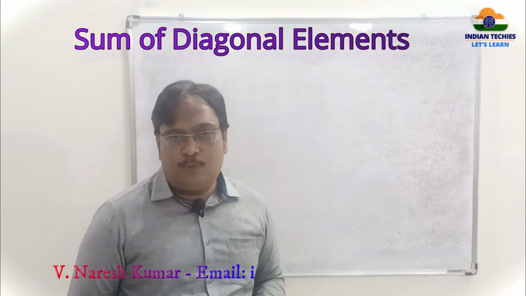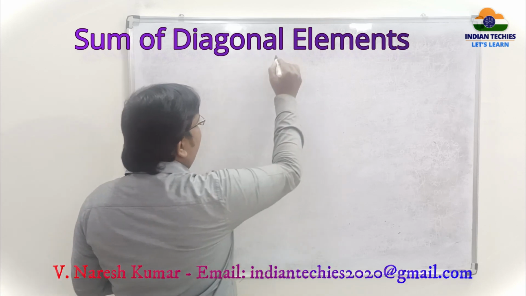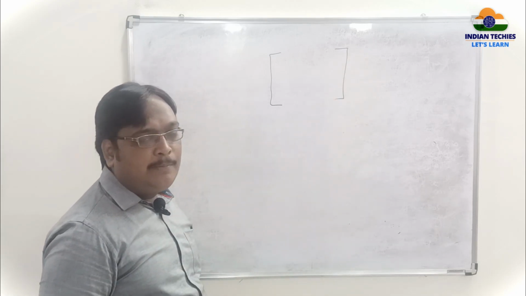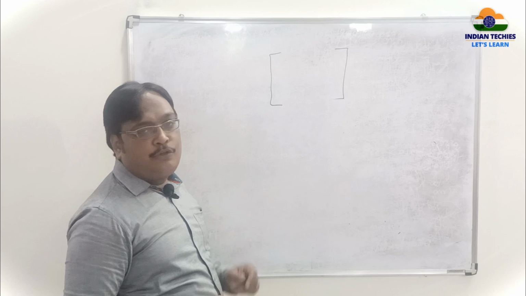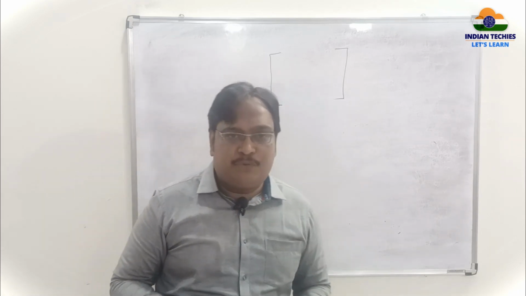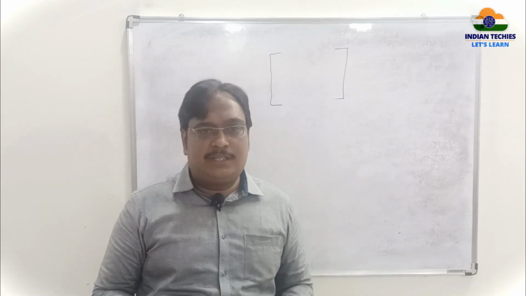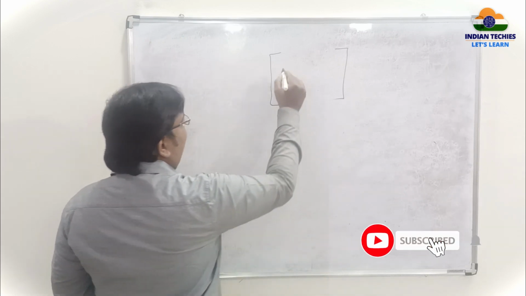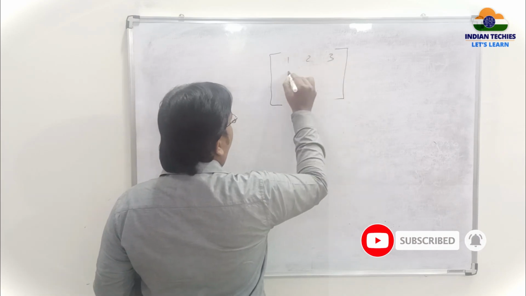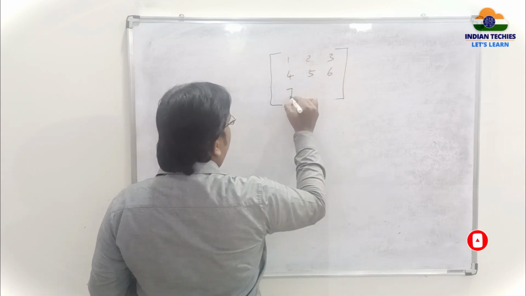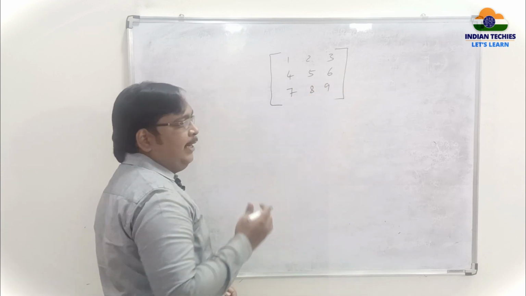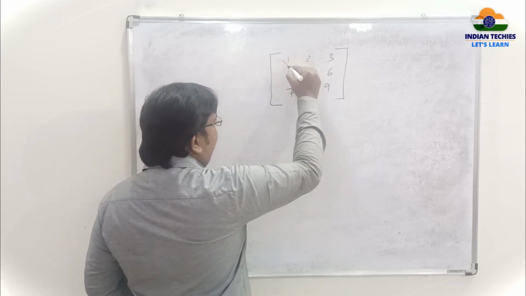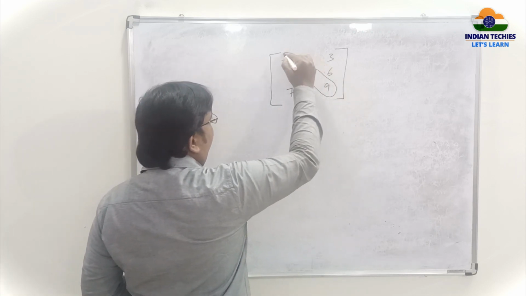First of all, you should know what we mean by a diagonal element. Consider any matrix. The only condition for a diagonal matrix is that the number of rows and columns of that matrix should be the same. That is 3 cross 3, 4 cross 4, 5 rows, 5 columns, 6 rows, 6 columns, 2 rows, 2 columns. The number of rows and columns must be the same. Consider the values 1, 2, 3, 4, 5, 6, 7, 8, 9. This is a matrix with 3 rows and 3 columns. Now, the diagonal elements are these, which I have circled.